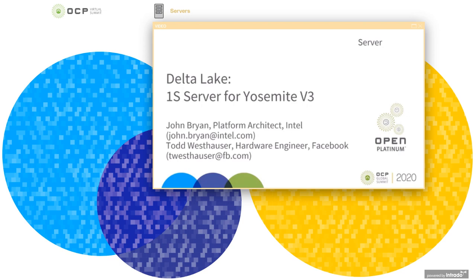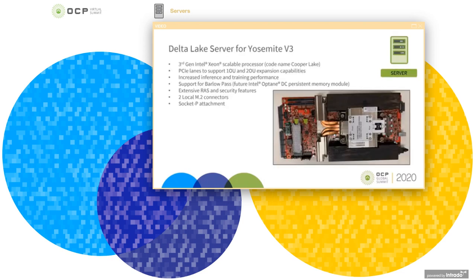And I'd like to begin by telling you a little bit more about the CPU we'll be implementing on Delta Lake. So in the bottom right, there is an image of a prototype of Delta Lake. The CPU for Delta Lake is codenamed Cooper Lake, and it's a third generation Intel Xeon scalable processor. This Cooper Lake CPU provides enough PCIe lanes to provide solid bandwidth for Delta Lake's network interface, as well as two separate expansion options, which you can see in the image below.